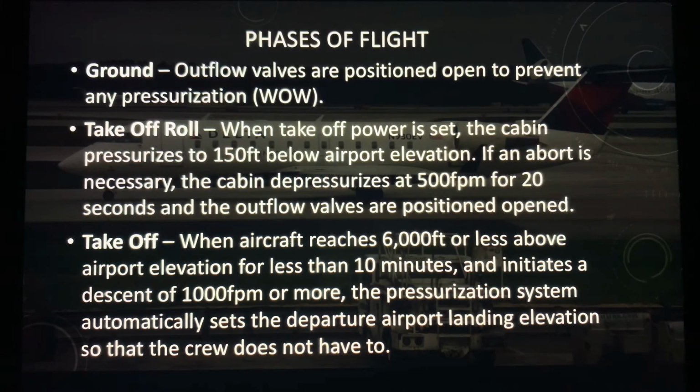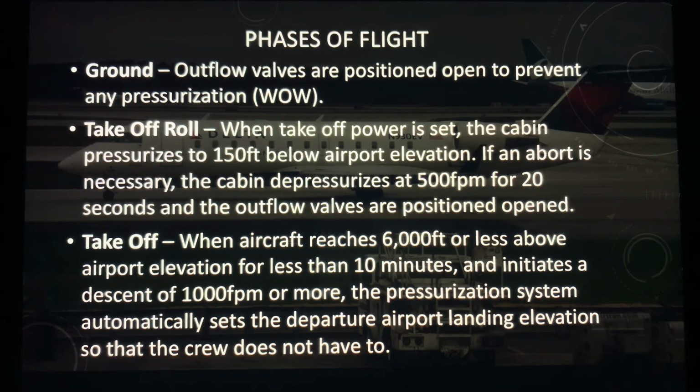On this next page, I thought was pretty important and interesting to know. This is how the pressurization system works during different phases of flight. I'm just going to go through these, explaining what happens when the pressurization is in different phases of the flight. On the ground, the outflow valves are positioned open to prevent any pressurization, and one of the triggers of this is the weight on wheels. This allows the cabin to be depressurized on the ground in case an evacuation was necessary, so that you didn't want to blow out one of the doors or windows when trying to escape from a possible emergency on the ground.